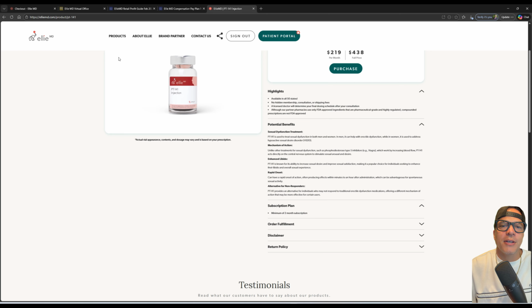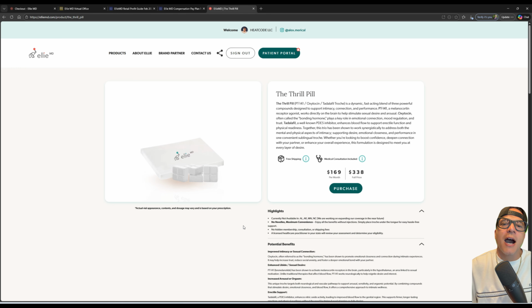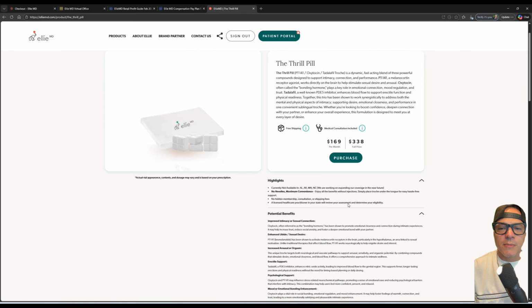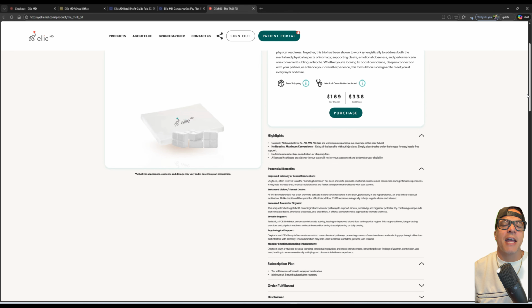The Thrill Pill is described as a triple action formula combining PT141, oxytocin, and tadalafil in one sublingual, with the materials highlighting desire, connection, mood, blood flow, and physical readiness. The Thrill Pill is the more layered sexual wellness option. It's positioned not only around libido, but also intimacy, connection, and performance.